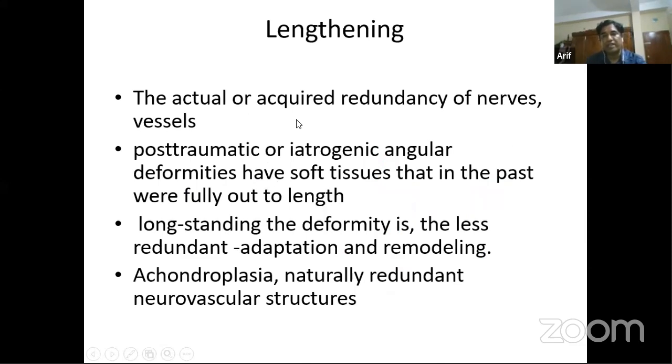What are the factors that usually act on this type of acute or gradual lengthening procedure? The redundancy of the nerves and vessels. Usually in post-traumatic and iatrogenic conditions or any compensated, long-standing condition, the muscles and other things adapt and remodel. They are stuck with the bones, and usually get shortened. So if you correct this acutely, there is definitely pressure on the nerves and the other important vessels. And what about achondroplasia? In achondroplasia, there is a redundant skin or redundant soft tissue. Naturally, in achondroplasia, there is some redundancy, and you can correct a little bit more, but there is also some limitation. All the anatomical factors you should keep in mind during the correction of the deformity.